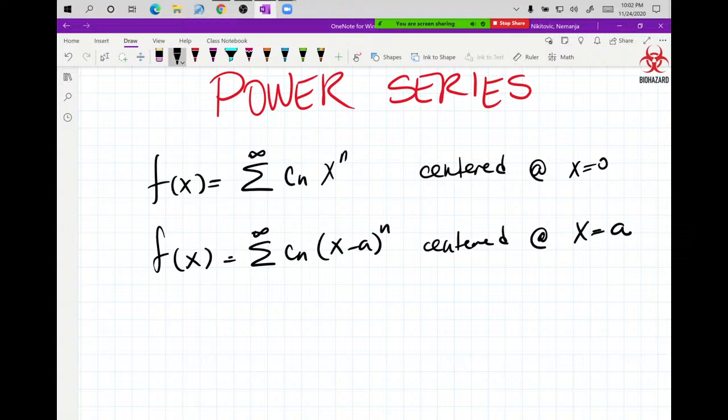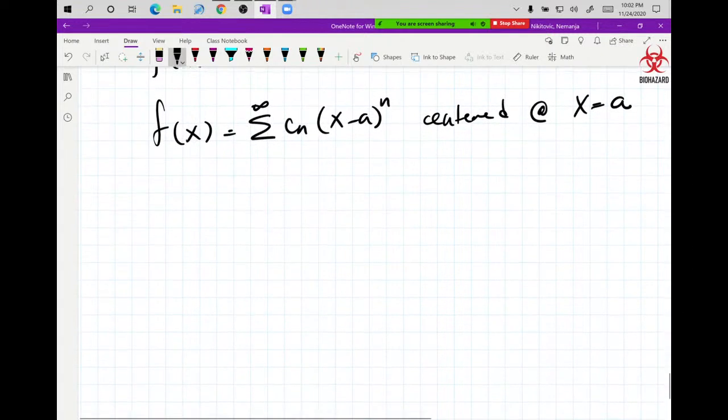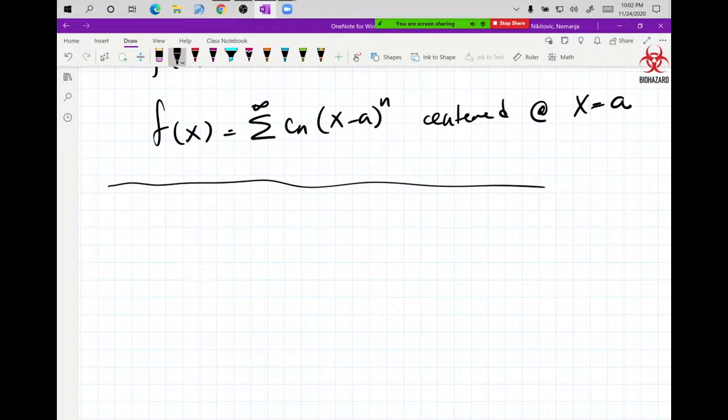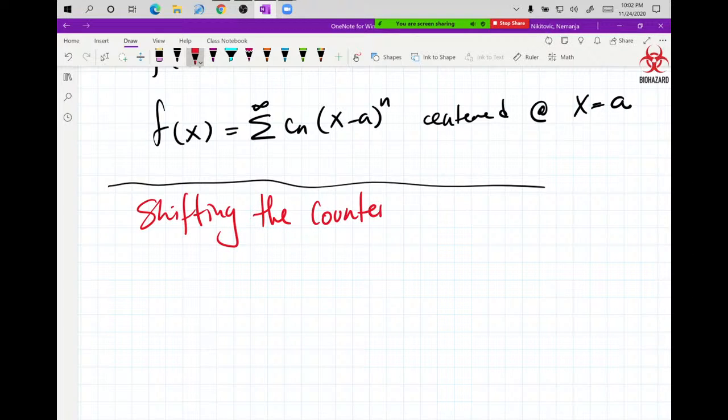Okay, fine. But there is a little bit more to that. So let's take a look at skills and formulas that we need to survive this. So the first skill and the first formula, procedure is shifting the counter. And this is insanely important. So shifting the counter. Now let's see what that means.